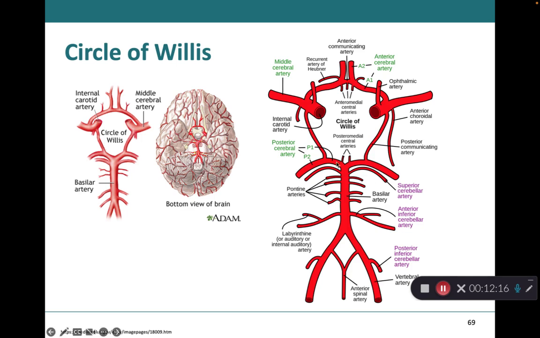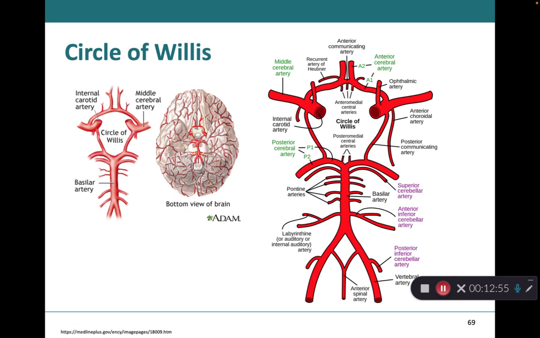Then this long artery, here's the posterior cerebral artery here and here. Then this long one coming down here is the basilar artery. So if we had an occlusion in the basilar artery, this causes something scary known as locked-in syndrome, because the corticospinal tracts get damaged in this area of the brain here, in the pons.